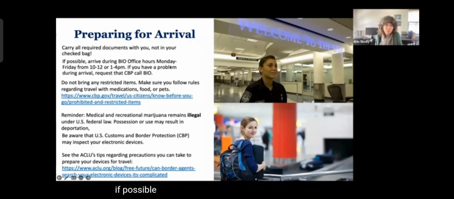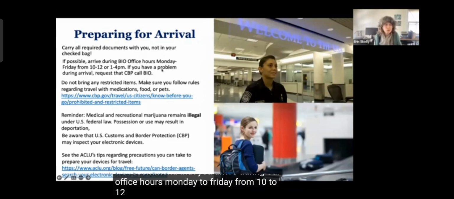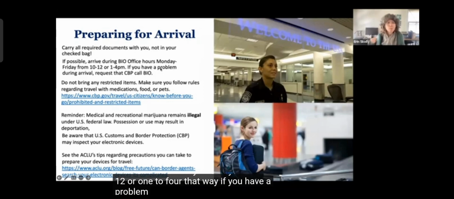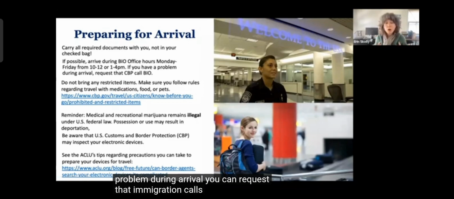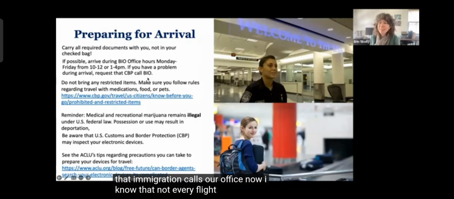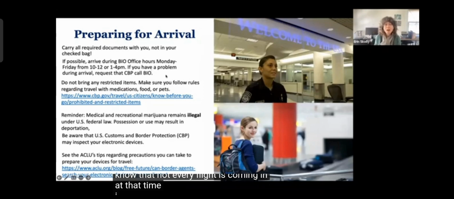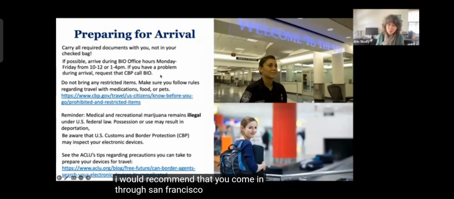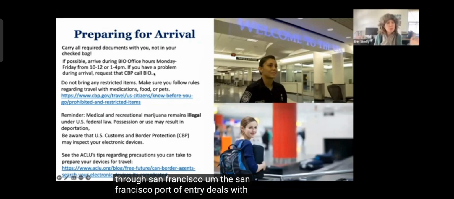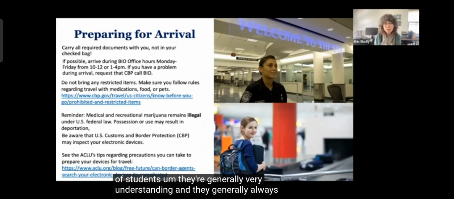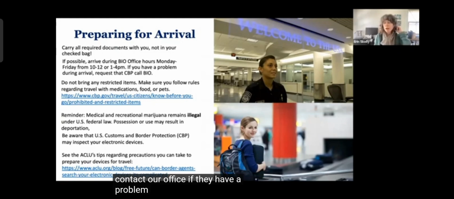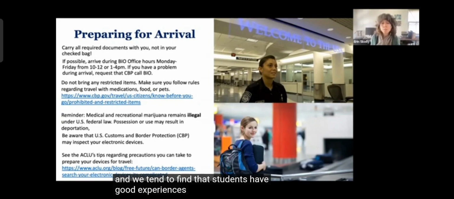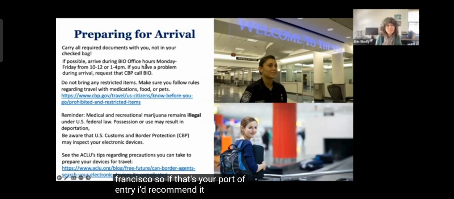If possible, we recommend that you arrive during our office hours, Monday to Friday from 10 to 12 or 1 to 4. That way, if you have a problem during arrival, you can request that immigration calls our office. Now, I know that not every flight is coming in at that time. I would recommend that you come in through San Francisco. The San Francisco Port of Entry deals with lots of students. They're generally very understanding and they generally always contact our office if they have a problem. We tend to find that students have good experiences going through San Francisco. So if that's your port of entry, I'd recommend it.